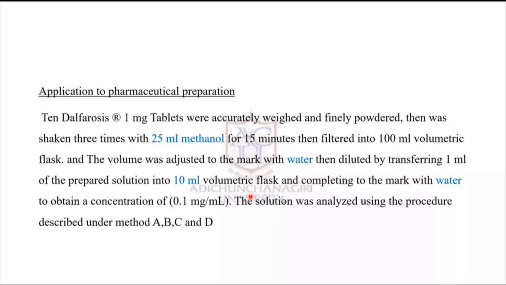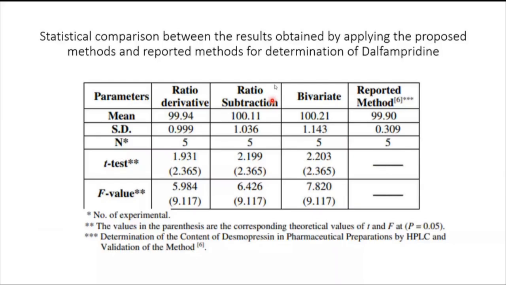So ratio derivative method, ratio subtraction method, bivariate method, and this is the already existing method. So just for comparison, the author has kept this one. So the mean obtained, the standard deviation and number of samples they took, and statistical evaluation, t-test and f-test were done. So they found very good results when compared with the previous method.